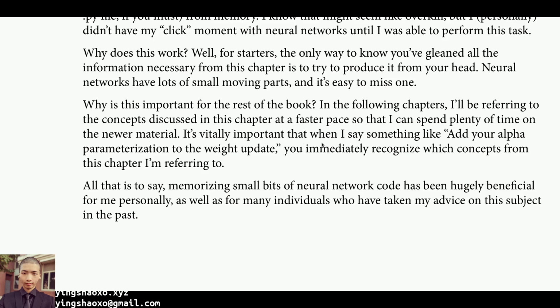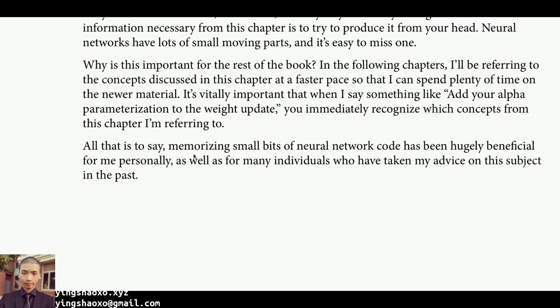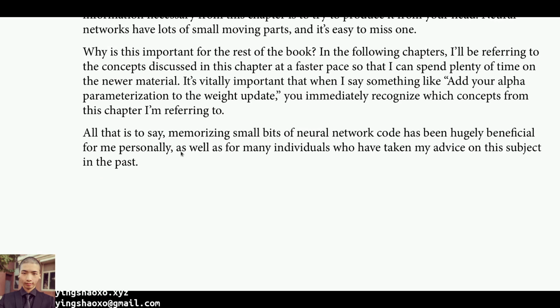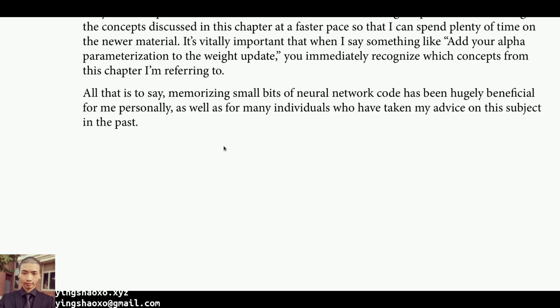It's very important that when I say something like add an alpha parameterization to the weight update, you immediately recognize which concepts from this chapter I'm referring to. All that is to say, memorizing small bits of neural network code has been hugely beneficial for me personally, as well as for many individuals who have taken my advice on this subject in the past.